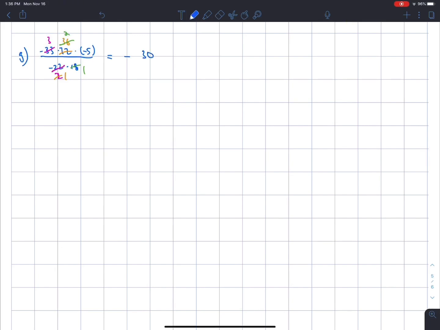So it's very important that we simplify. Reduce it to smaller numbers and then do the calculation.